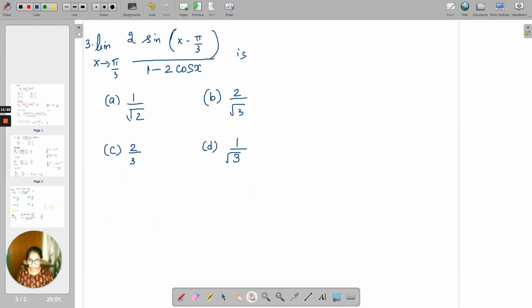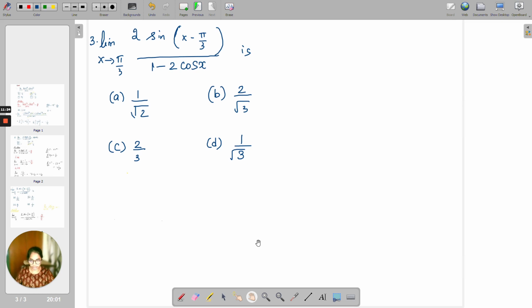So yes, our next question is limit x tends to pi by 3, 2 sine of x minus pi by 3 divided by 1 minus 2 cos x. Let me write that down. So in the place of x, what happens if you substitute it as pi by 3? Or if you apply the limit x tending to pi by 3, what would you get? Can you check?